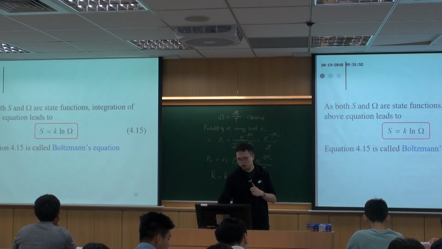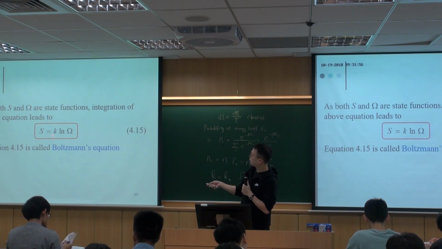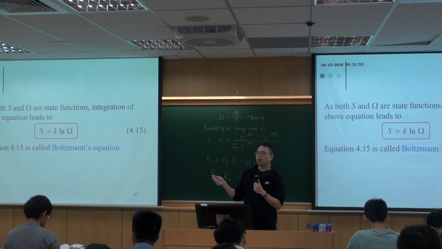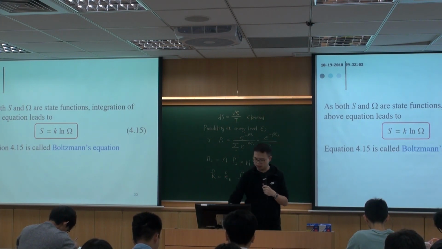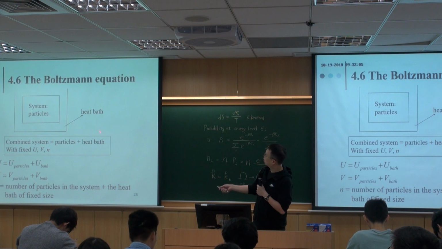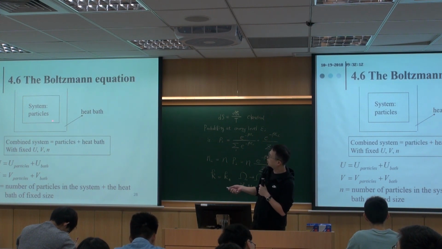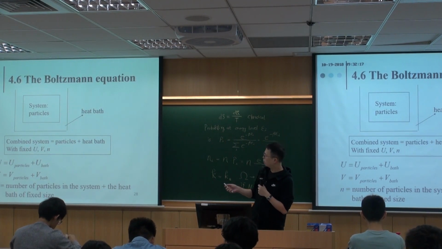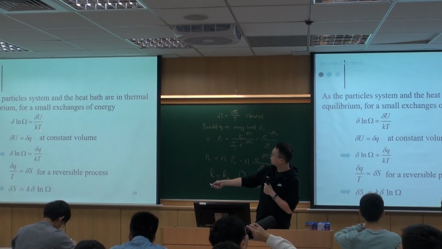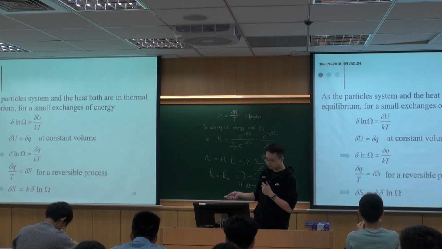So now we know that Boltzmann's equation states that the entropy is k log omega. Please bear in mind how we derive this, because this argument is important. The heat exchange will change the multiplicity of the system, and from that argument we have this. So this is the starting point of all the derivations.